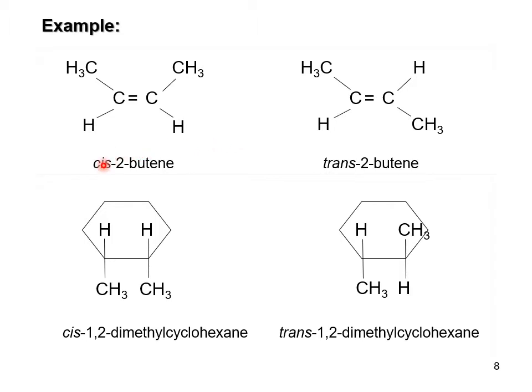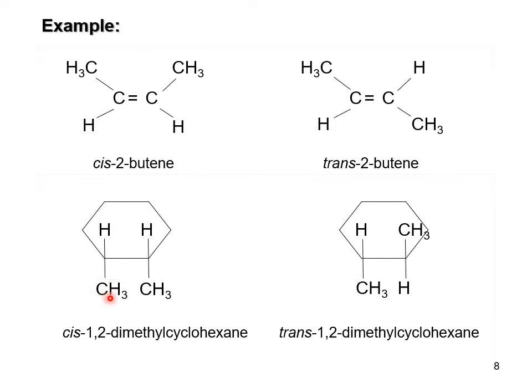So cis isomer. Why is it cis isomer? Because it has the same atom or same group on the same side. And then this one has different sides, that's why it's trans isomer. If we know the name of the structure, we give the exact name, cis-2-butene, and then this one is trans-2-butene. This is a carbon-carbon double bond alkene, and this one is a carbon-carbon single bond cyclic compound.